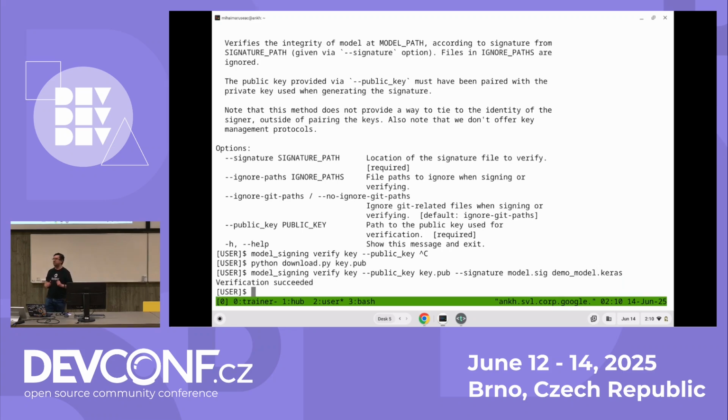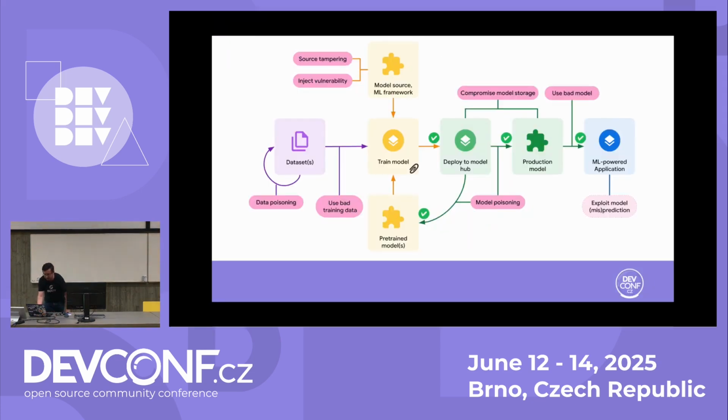And this time, the verification succeeded. If I try to do the malicious attack again on the hub, this time it will fail, because the hub cannot sign the model. Okay, so let me go back to the presentation.